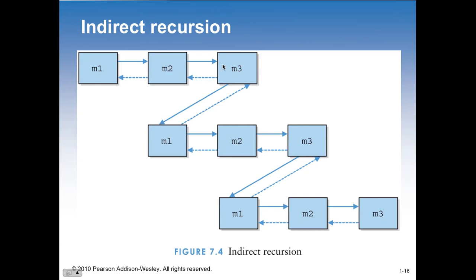M1 goes to M2, goes to M3. Goes back to M1, M2, M3. M3 goes back to M2, M1. So this is the indirect method, where we've got subsequent method calls happening indirectly that eventually take us back to the original method that ran. Methods, functions, same thing. It can be functions as well.